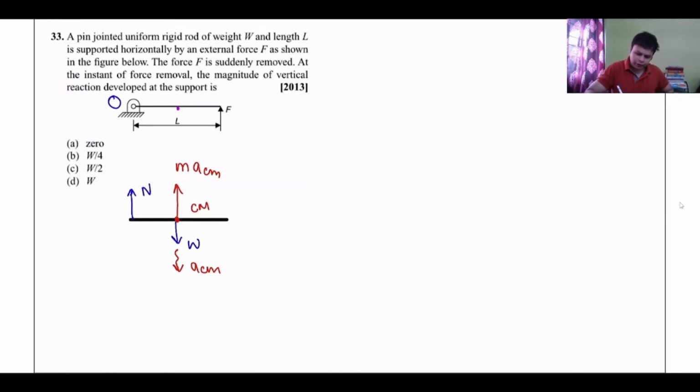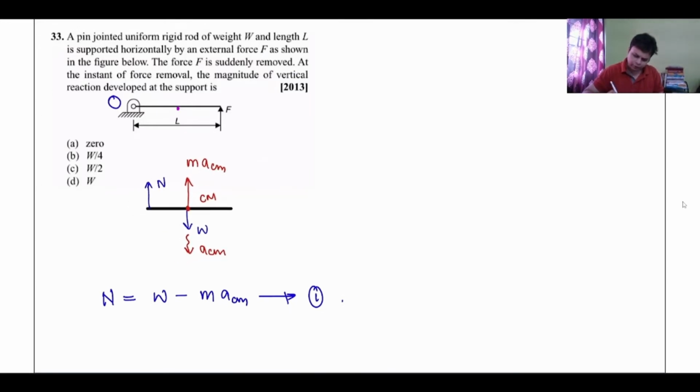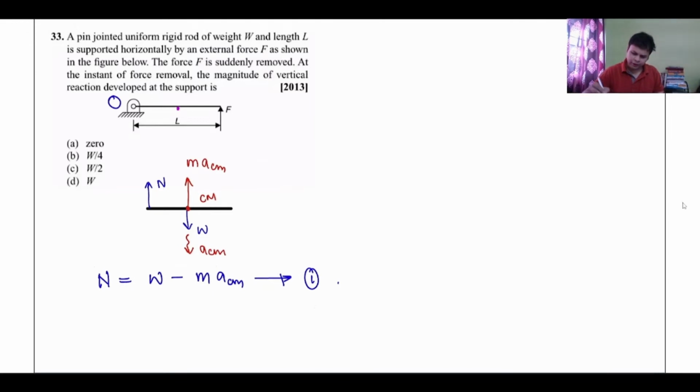So if you want to find out the reaction, I can clearly see that normal reaction N is equal to W minus M into ACM. Now, to find out the reaction, what you have to do is find out the acceleration of center of mass. If you can find the acceleration of center of mass, you will be able to find the normal reaction because W is already given. Answer is in terms of W.